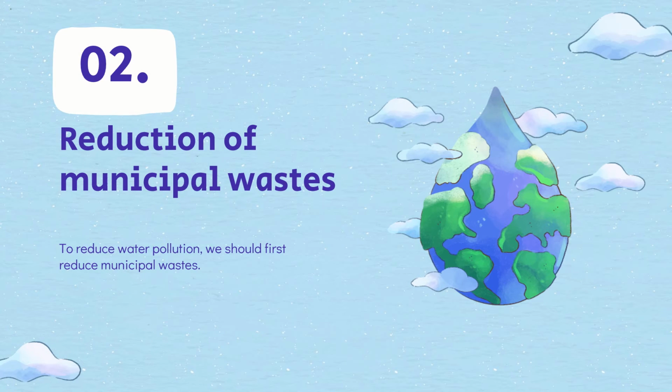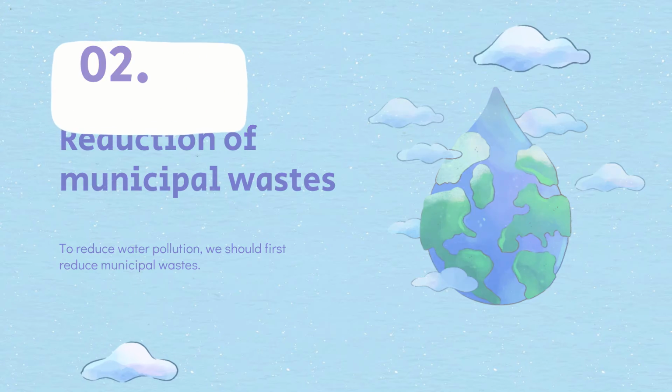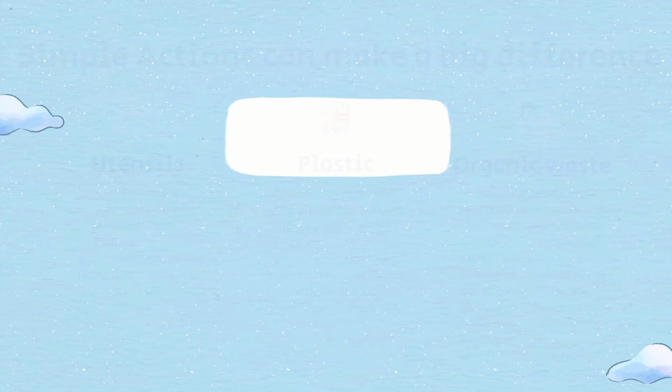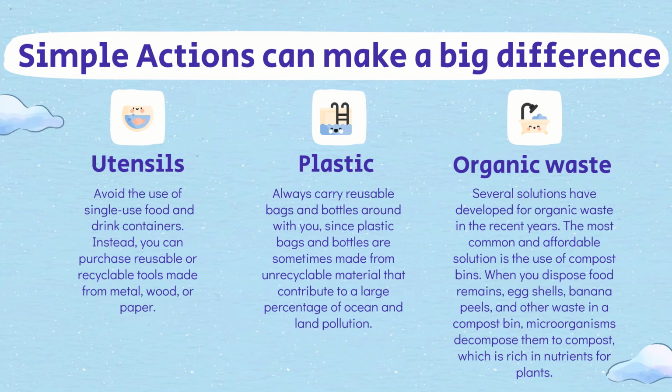Okay, now to reduce water pollution, we should first reduce our municipal wastes. 2 billion tons of municipal solid waste is generated every year globally. Simple actions can make a big difference. So here are some steps to follow to avoid having too much municipal waste.